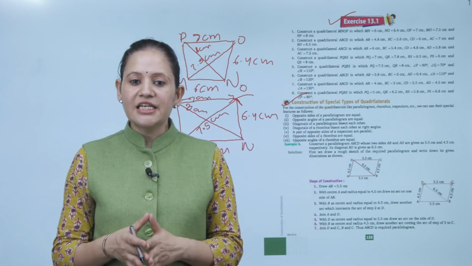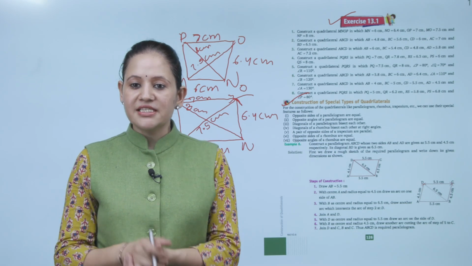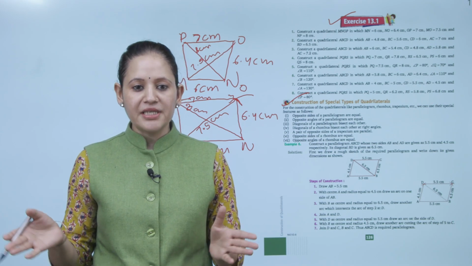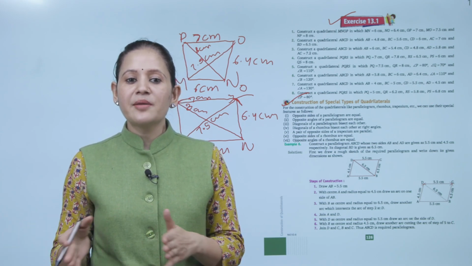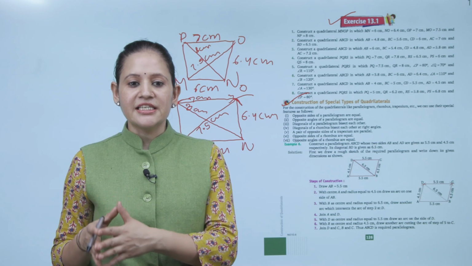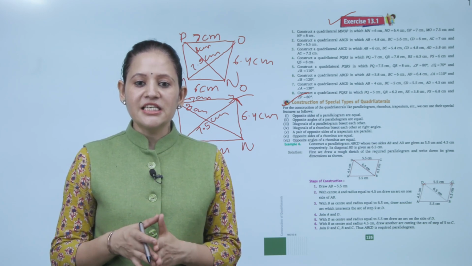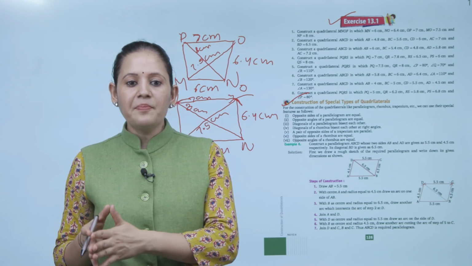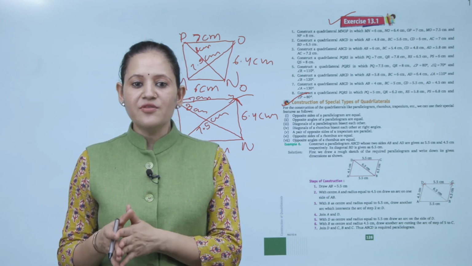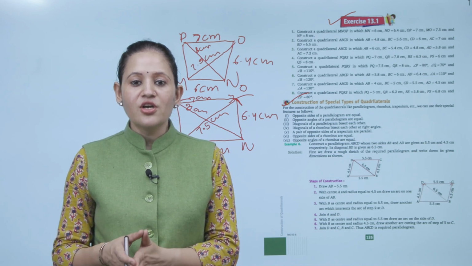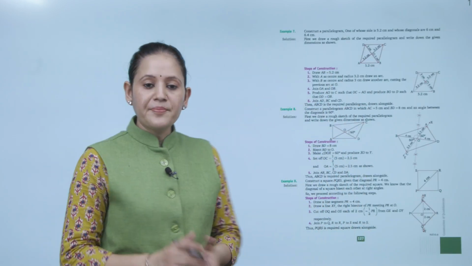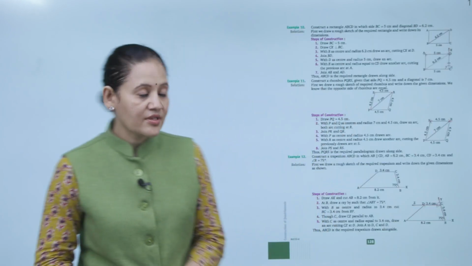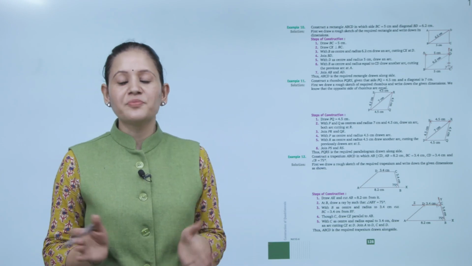For the construction of the quadrilateral like parallelogram, rhombus, trapezium, etc., we can use their special features as follows. Opposite sides of the parallelogram are equal, opposite angles of the parallelogram are equal, diagonals of the parallelogram bisect each other, diagonals of the rhombus bisect each other at right angle, the pair of opposite sides of trapezium are parallel, opposite sides of rhombus are equal and opposite angles of rhombus are equal. Some more examples are given here. You have to practice all the examples.